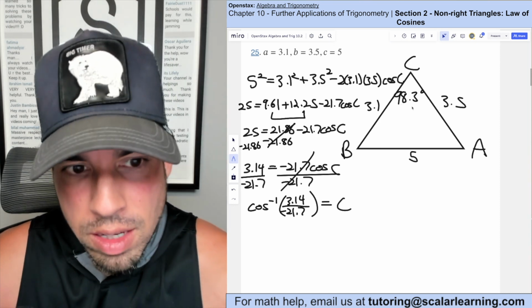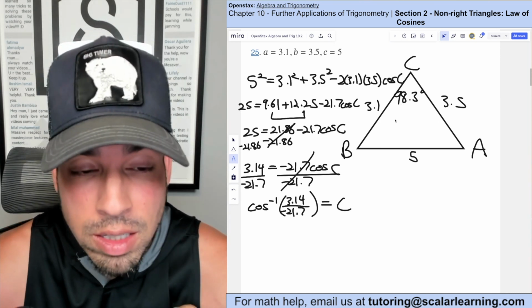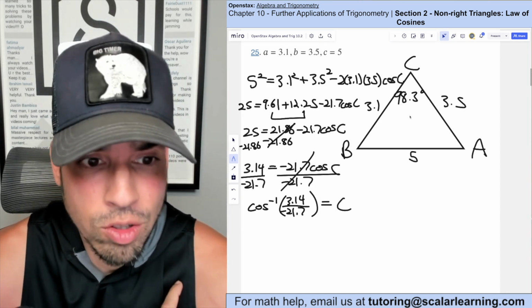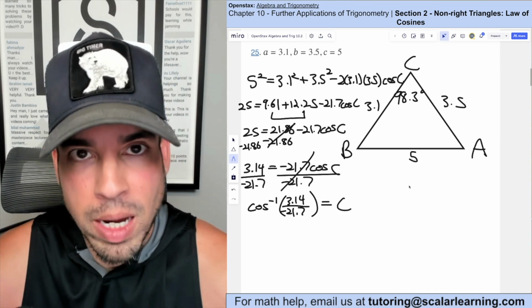Now that we have this, I'm going to use law of sines. And honestly, it's because I can, and it's because it's easier at this point. So that's what I always go to, the path of least resistance.